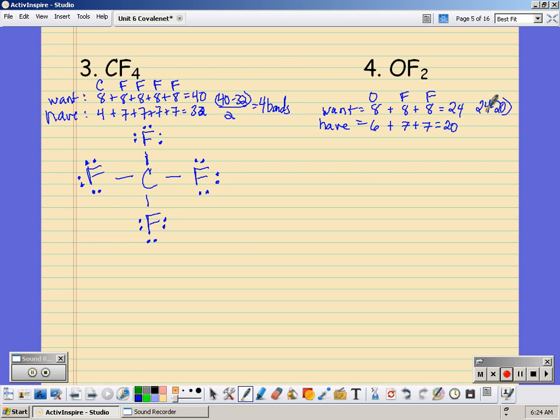Oxygen would go in the middle. We have 2 fluorines. We bond them to oxygen. We've drawn 2 lines to represent our 2 bonds. Then we have to make sure everybody has what they want. Fluorine wants 8. It has access to 2 from the bond, so it has 6 that it's not sharing. Oxygen has access to 4 because of the 2 bonds, so it has 4 that it's not sharing.